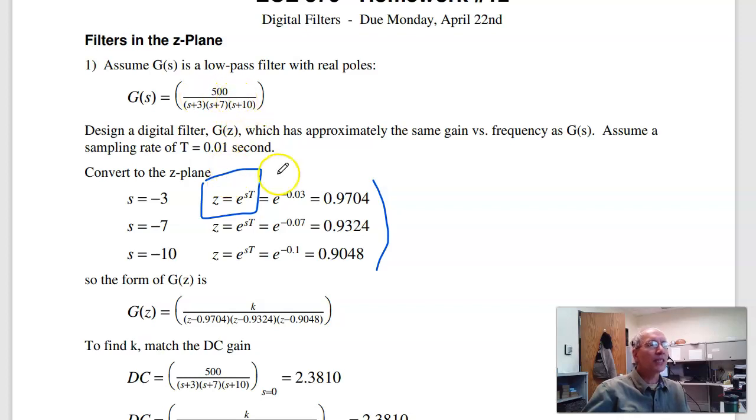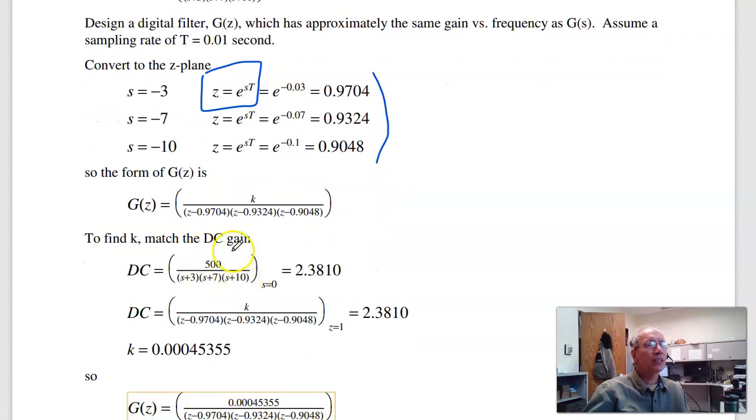So 3 poles in the S-plane, 3 poles in the Z-plane. I've got a gain to play with. Typically you pick that gain to match the overall gain at some place like DC. So if I do that, the DC gain of the plant is 2.38. Pick K so that the DC gain is also 2.38.